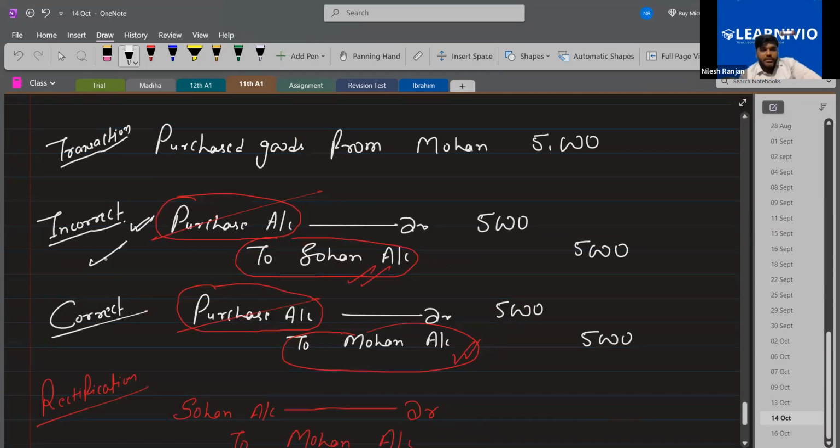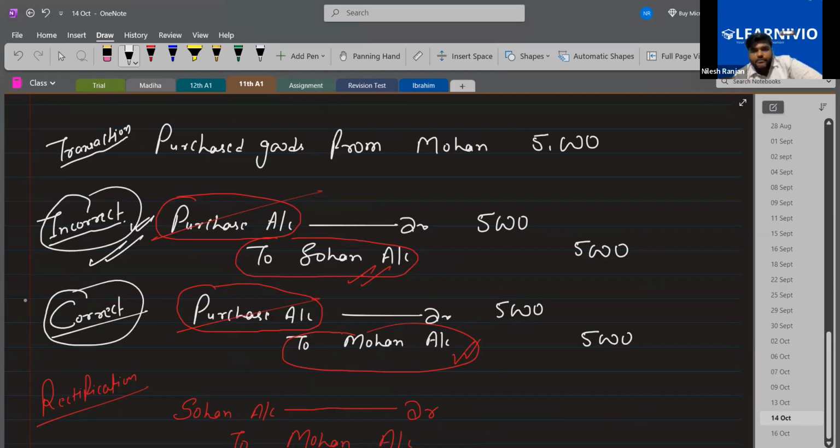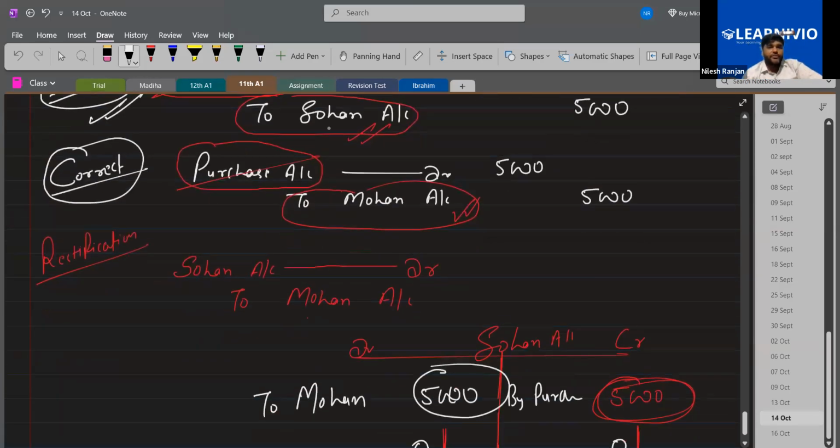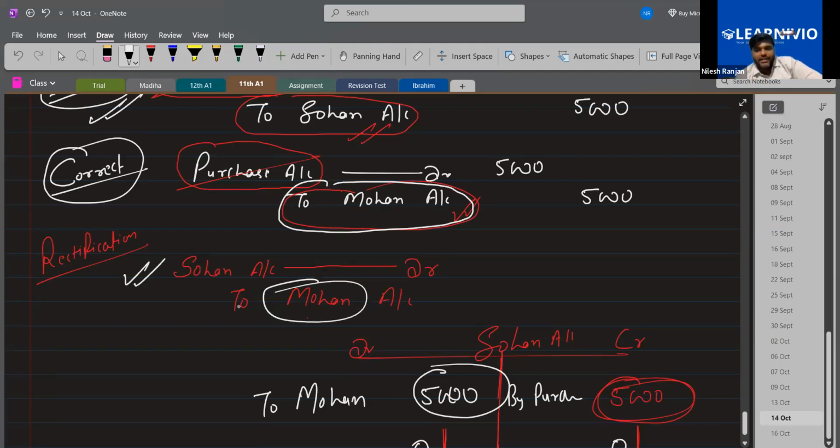The first entry is for the incorrect one. The second entry is the correct one. Now we have to see which item is on the same side. If any account is on the same side in both incorrect and correct entries, then we just remove the account. We don't do anything with that account. So that's why we have removed the purchase account. Now, whatever is left in the incorrect entry, we just reverse it. Sohan is on the credit side, so we will write it on the debit side in rectification. So we have just reversed the Sohan account on the debit side here, and the correct entry item will be written on the same side. So Mohan is on the credit side. This is how you have to pass a rectification entry.